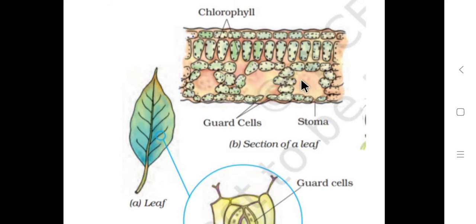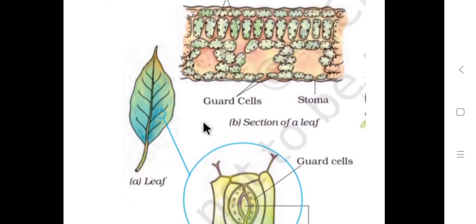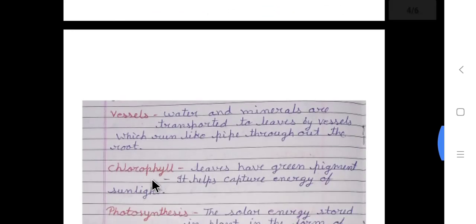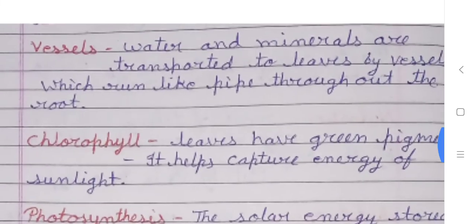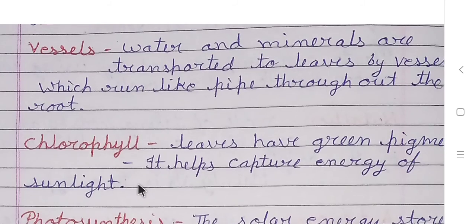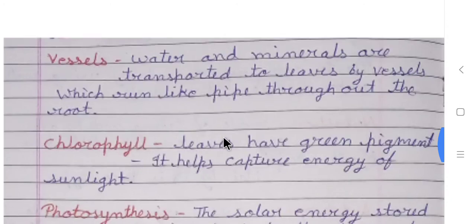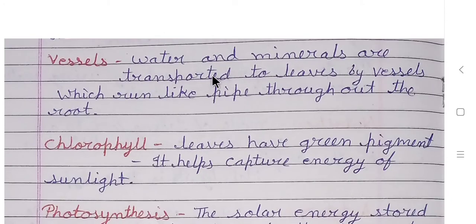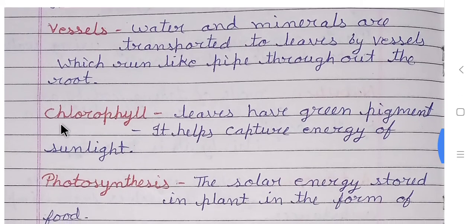Water and minerals are transported to the leaves by the vessels, which run like pipes through the root, the stem, the branches and the leaves. They form a continuous path or passage for nutrients to reach the leaf. They are called vessels. Then we discuss what is so special about the leaves that they can synthesize food but other parts of the plant cannot.